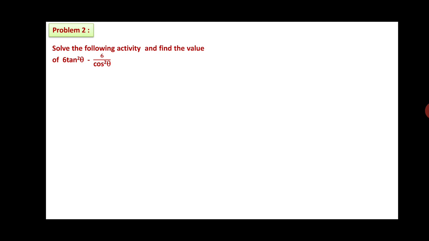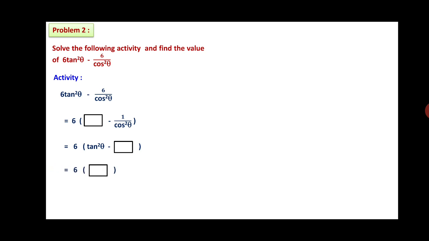Solve the following activity and find the value of 6 tan square theta minus 6 upon cos square theta. Friends, the activity is like this: 6 tan square theta minus 6 upon cos square theta. 6 is common in the bracket, and what is left you would write is tan square theta minus 1 upon cos square theta. 6 tan square theta minus box: you have to write 6 into bracket, what the value comes, that you have to write. Therefore, the value at the last step.